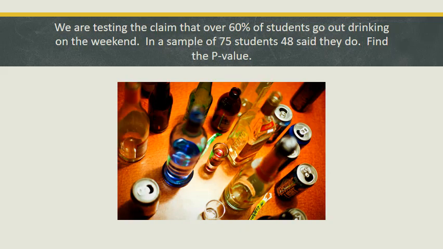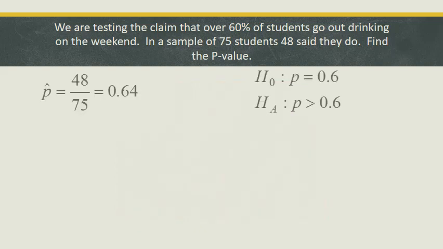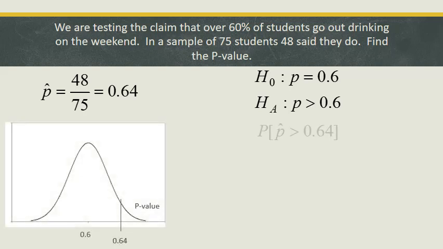New question. This time we are testing the proportion of students who go out drinking. We are testing that this proportion is greater than 60%, so we will assume that p is equal to 0.6 as the null hypothesis. And we will only reject if the sample proportion is too large. So this is a one-tailed, right-tailed hypothesis. Here is what the distribution looks like, assuming that p is equal to 0.6.